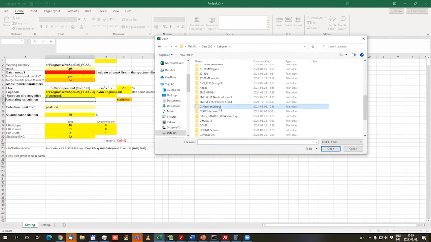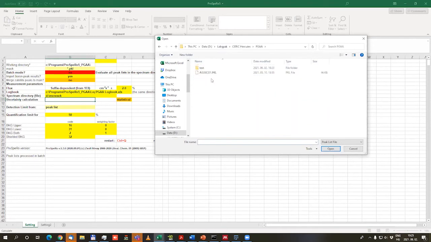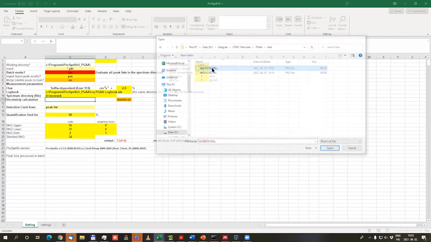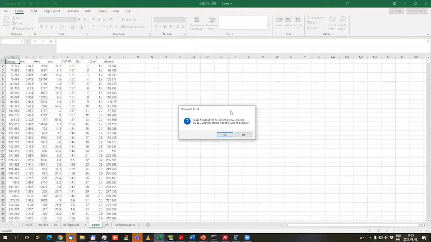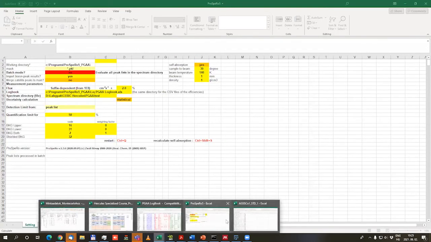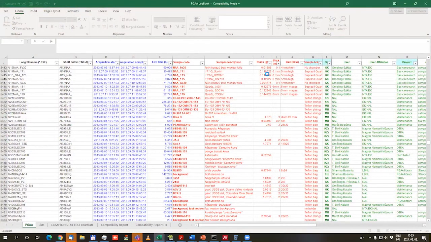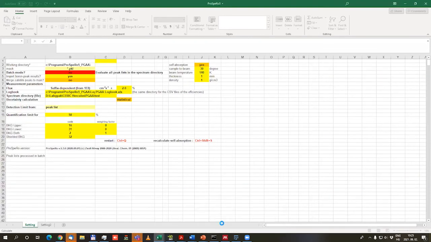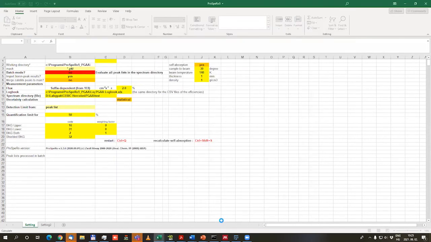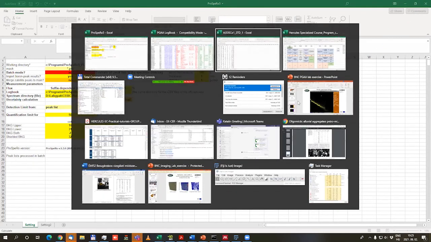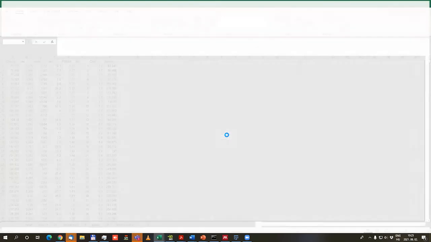So here it comes. And in the background, it also opens the logbook where we have all the metadata available, and it will look for the numbers it needs. Oh, I interrupted, sorry for that. Import, yes.